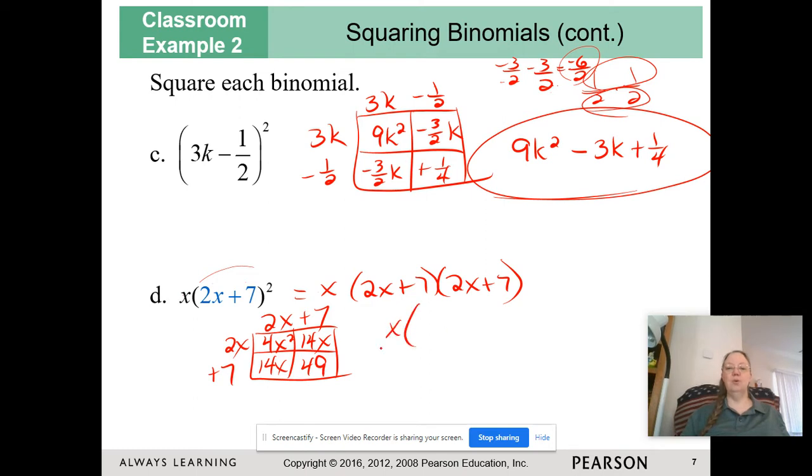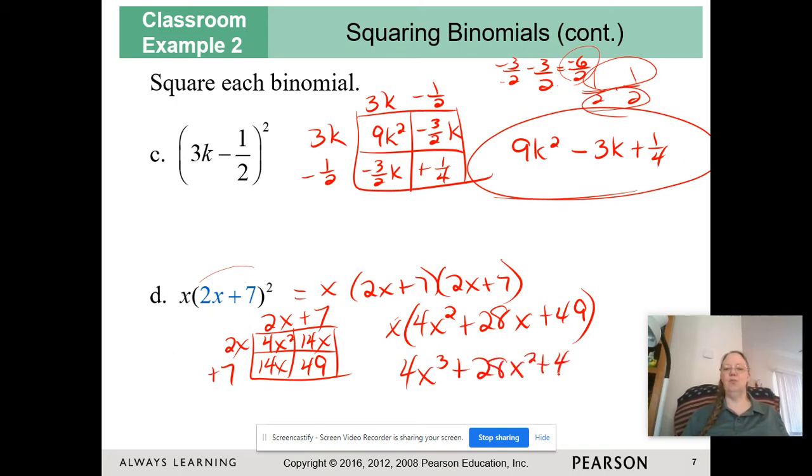So when I combine like terms, 4x squared, 28x plus 49, and now distribute the x. So 4x cubed, we're going to multiply and multiply. We have 28x squared and multiply. 49x will be the final answer.